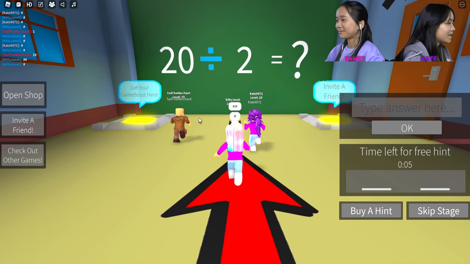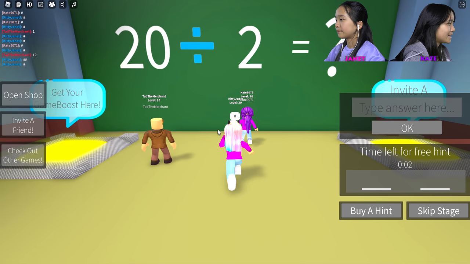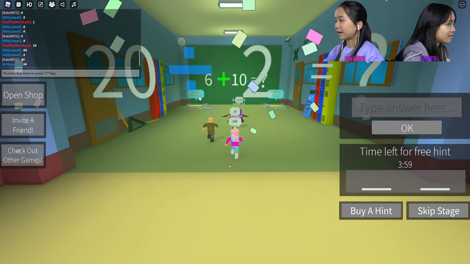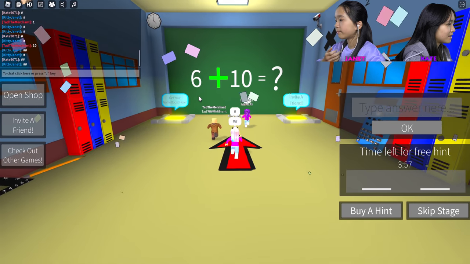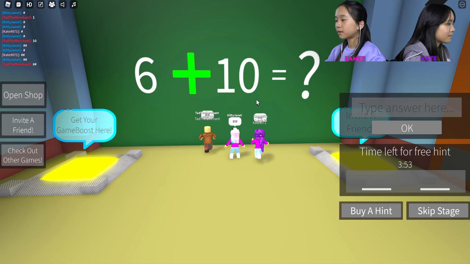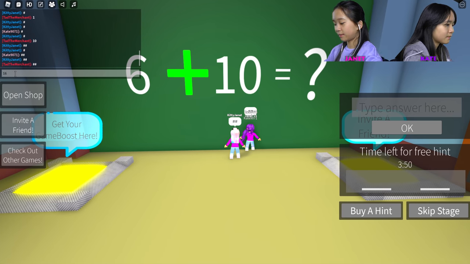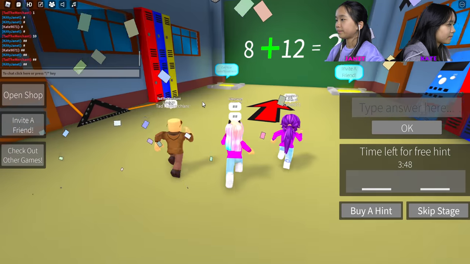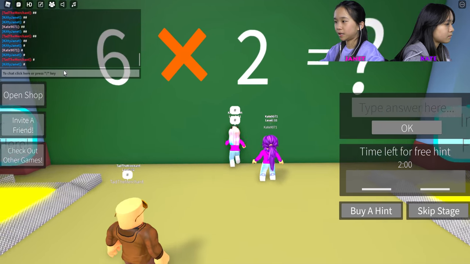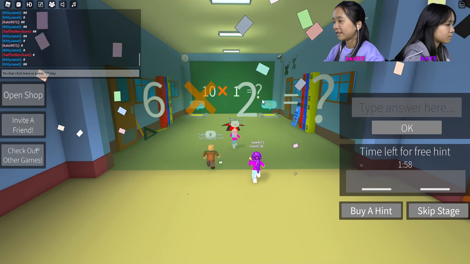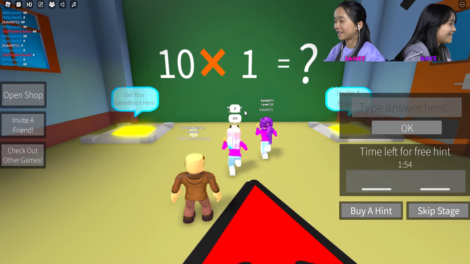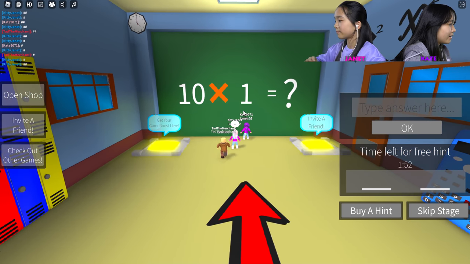Okay. 20 divided by 2 is 10. Are you sure? Yeah. Oh, back to addition. Ted, this is your question. 6 plus 10 equals 16, I think you put. Yep. My question is 6 times 2. Getting into more multiplication. It's 12. Okay, Kate, you get another easy times one. 10 times 1 is 10.